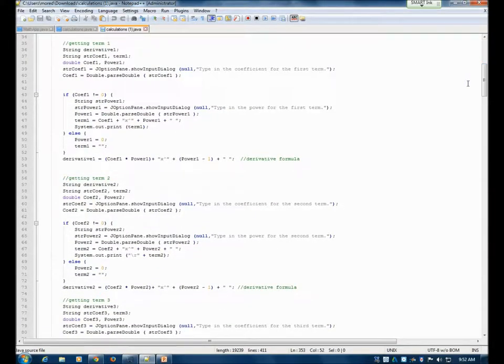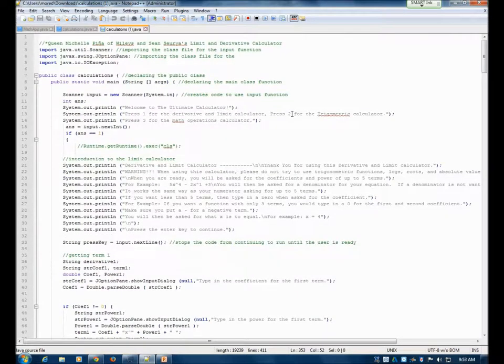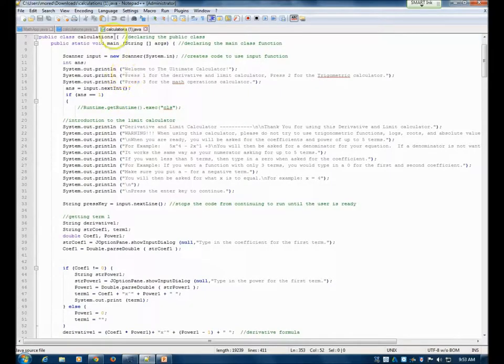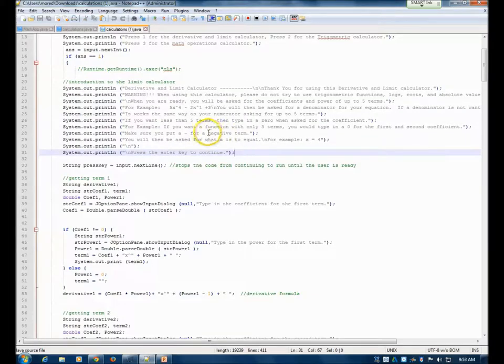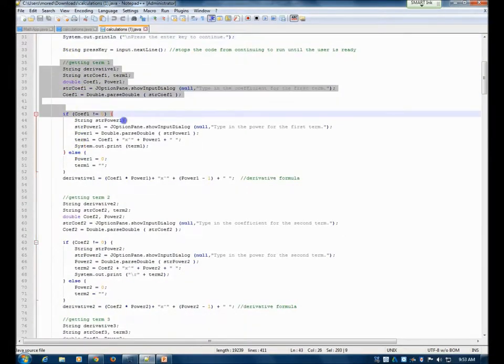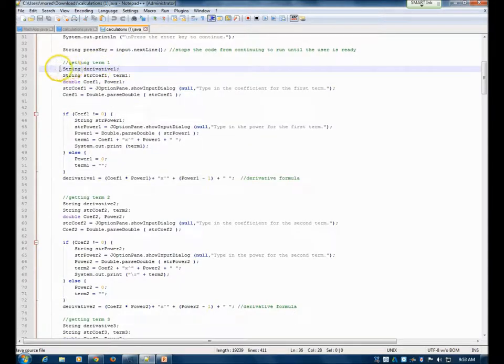Okay. So, for the derivatives and limits, it looks pretty complicated, but I believe it's simple. So, it's just first, like, giving out some instructions of how to use the code. Then, it starts asking for the terms. So, this is going to be the same for all 10, when it asks for all 10 terms, so there's no need to repeat. But, we're just creating strings that we're going to be using to get the coefficients and the powers for the term that we're going to be using in the equation.